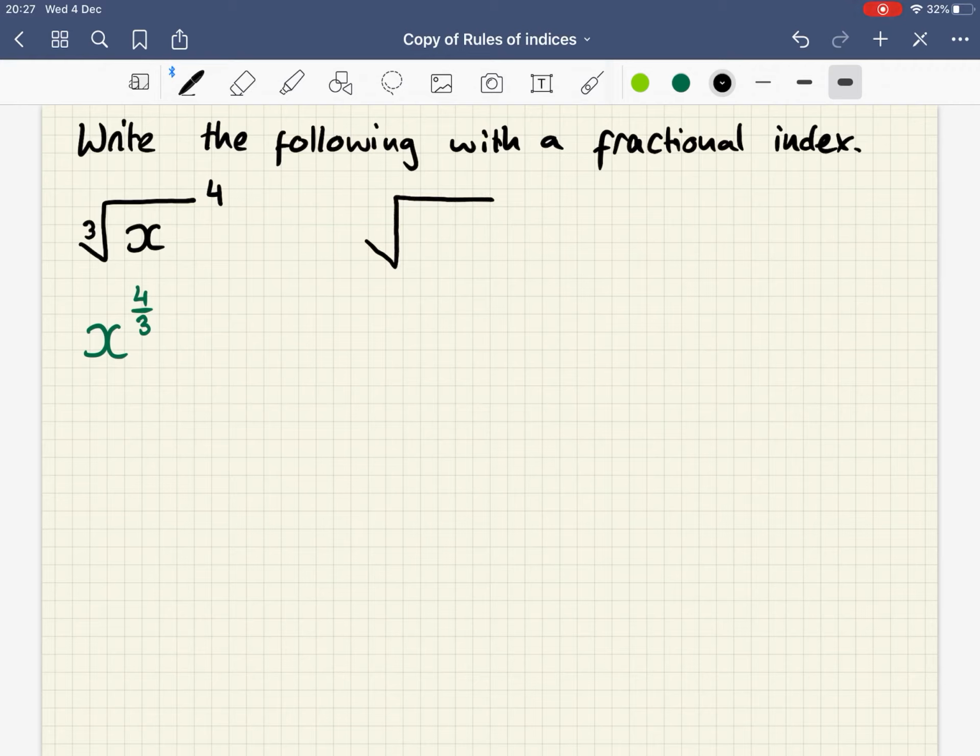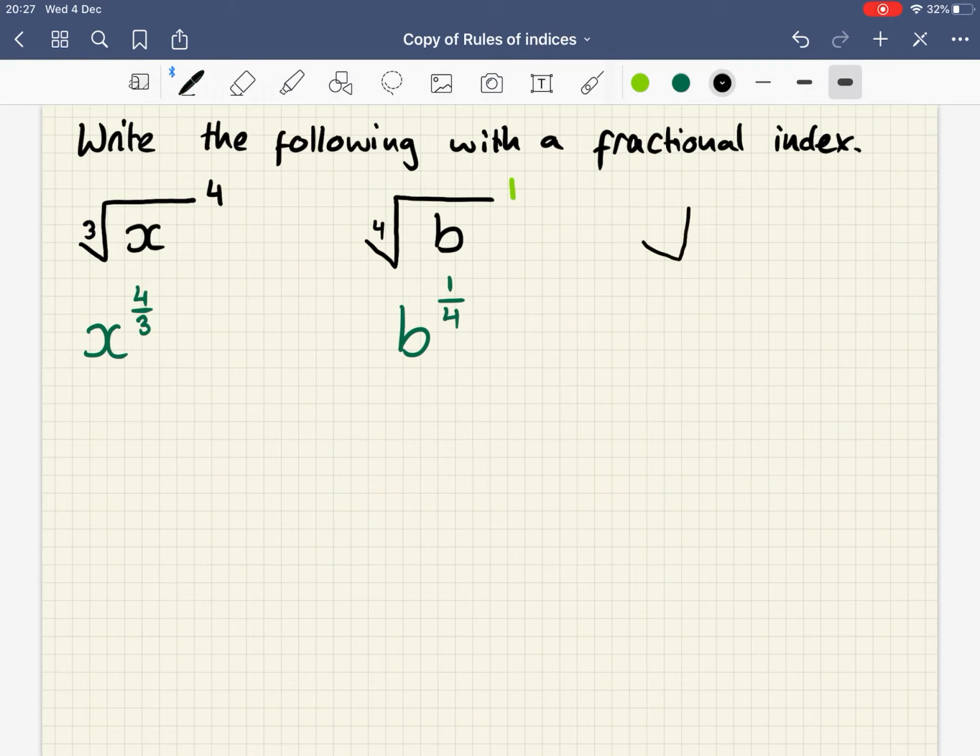If I had my 4 there, I'm gonna have b, but there's nothing on the outside, so I've got a little blank up here. If there's nothing there, then that just means the power is 1. So if I was to write that with a fractional index, it's going to be b, the bottom is the root, and the flower is my power.